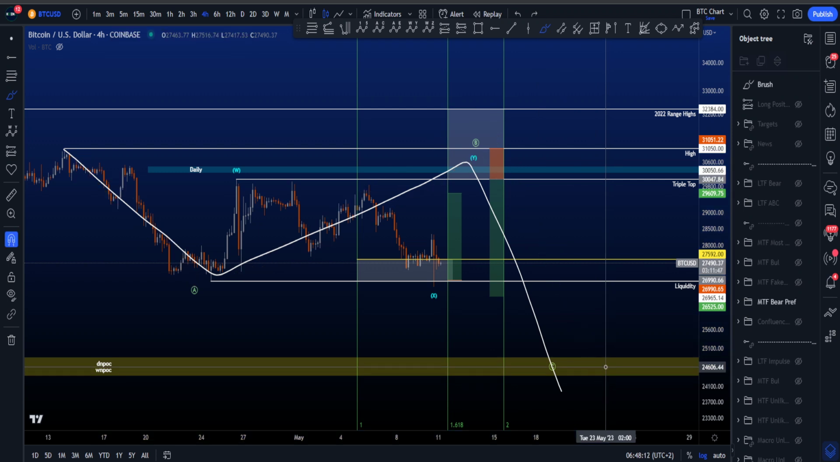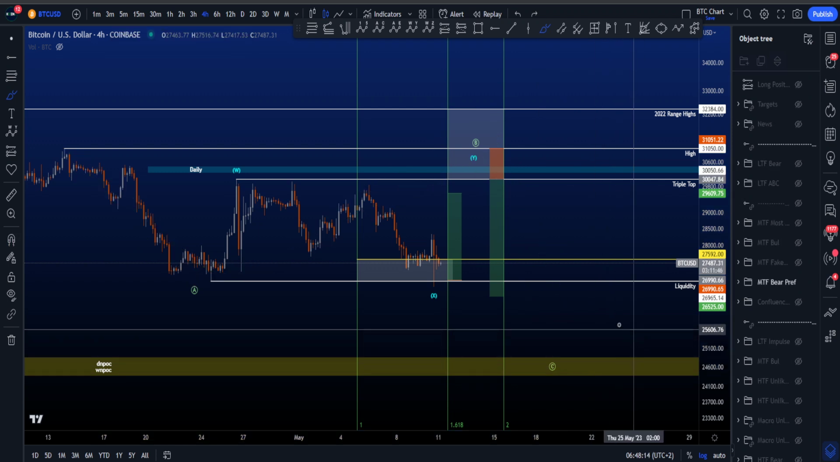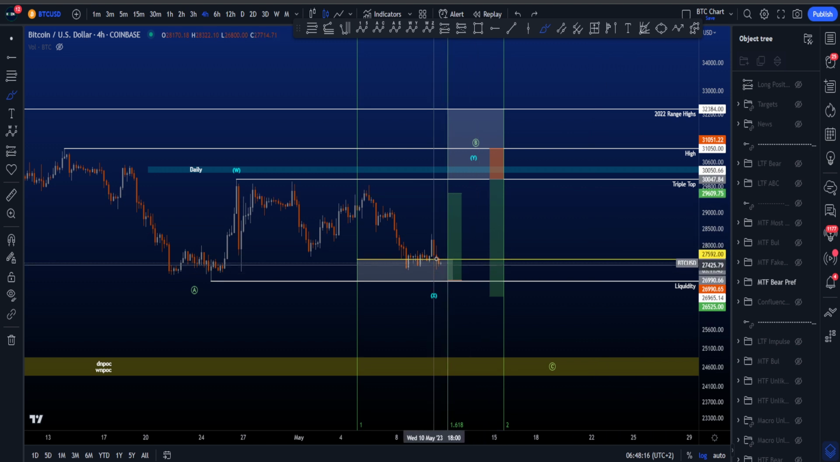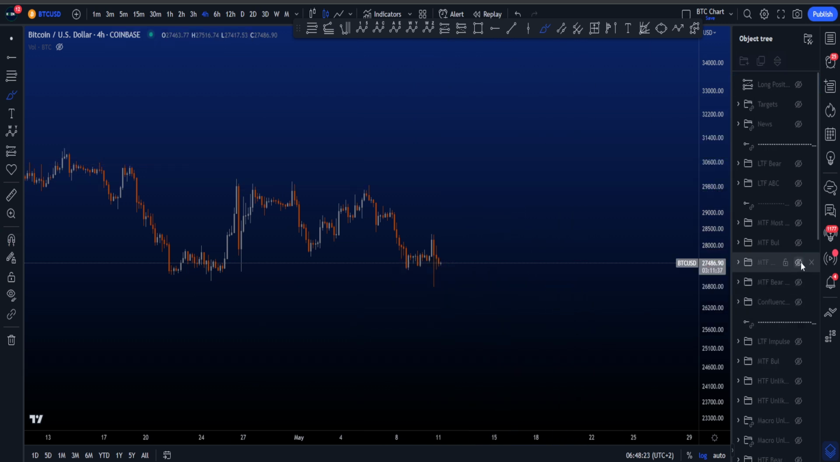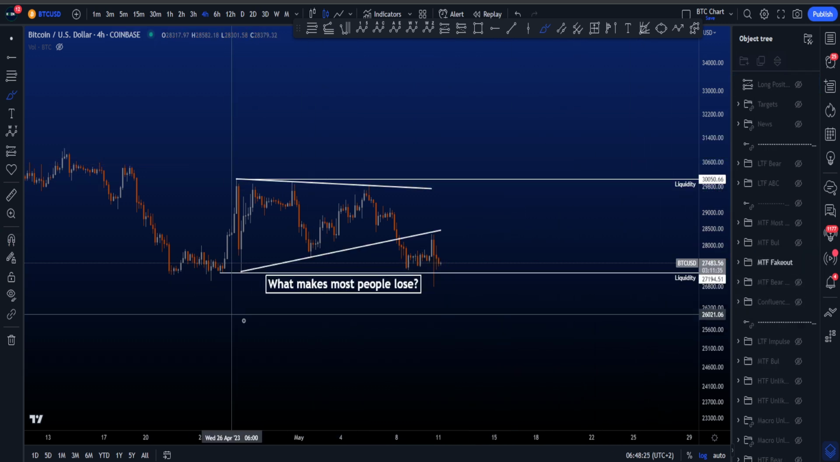Okay, many possibilities. I will keep you up to date as good as I can, of course, but in all these scenarios we expect a move to the upside of this range to take the liquidity of the highs before then moving to the downside. If we then look at the triangle, what makes most people lose?